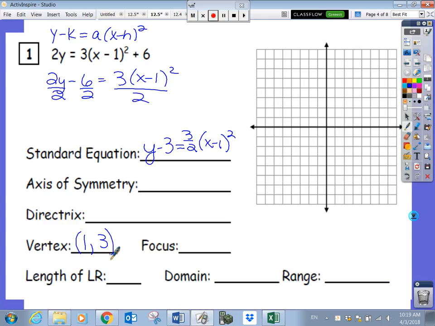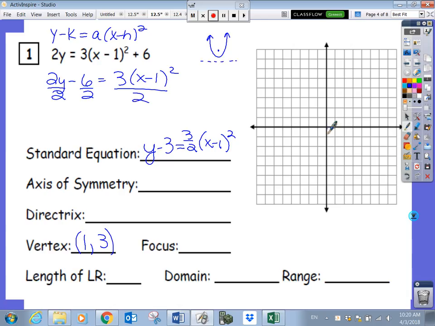That's our typical. A is positive, so that means it's going to be up. That means our focus is going to be in the middle, and our directrix is going to be outside. So if you need to make yourself a little sketch like that, just so that you have an idea of where everything's going to be, then do that. It's not necessary, but that's what the graph's going to look like.